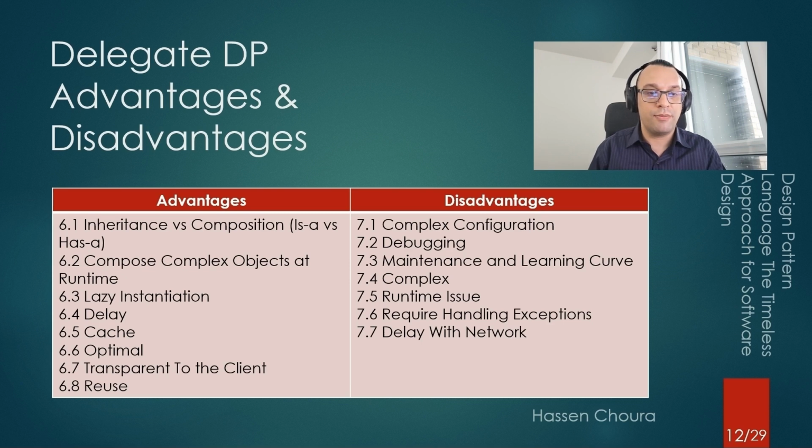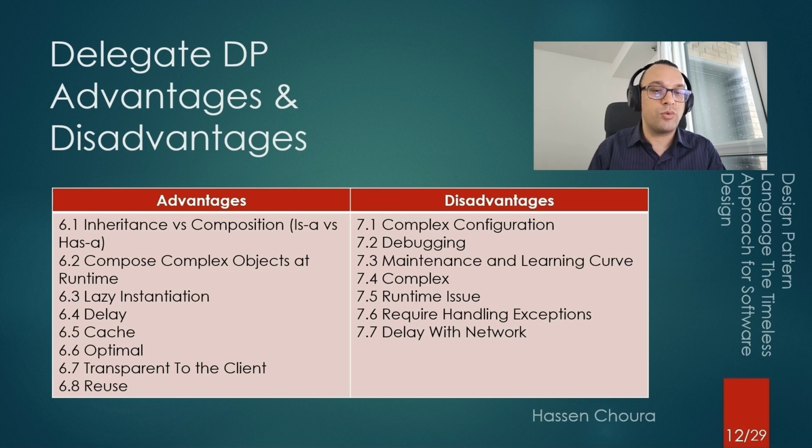Also, maintaining the code and the learning curve will be quite important. As we have seen with the strategy, also with the delegate, adding an extra layer will make the system more complex, since adding each extra layer of abstraction will make the system more complex and harder to use. As we have seen, since we would use those objects at runtime, or compose them at runtime, we may end up with runtime exceptions or runtime issues, and we need to handle those issues or exceptions in the most appropriate way.